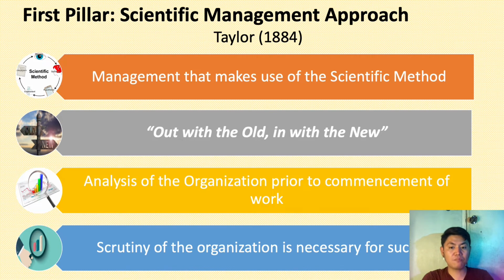He also believed that prior to commencing any work, a manager should first analyze the organization thoroughly because scrutiny is necessary for organizational success. Taylor also postulated a myriad of management and administrative principles, including the scientific rule of thumb, the scientific selection and training of workers, the principle of cooperation between labor and management, the principle of maximum output, the principle of equal division of responsibility, and differential wage systems.